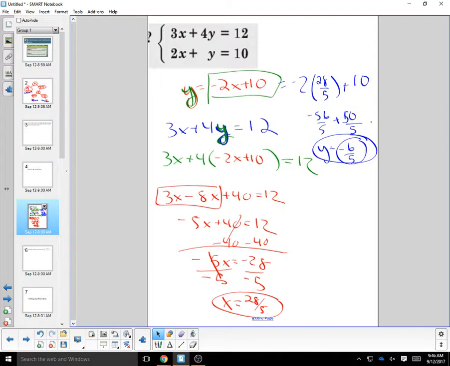Not really happy with that question. And just a heads up, your answer should always be in a coordinate, which becomes, in this case, 28/5, comma, -6/5. We have that copied, okay?